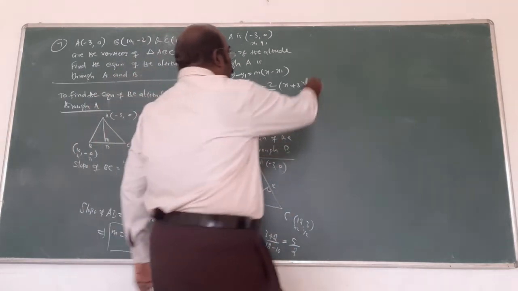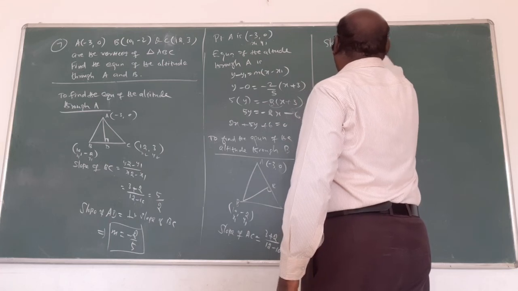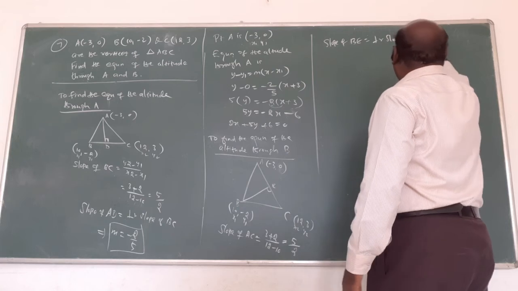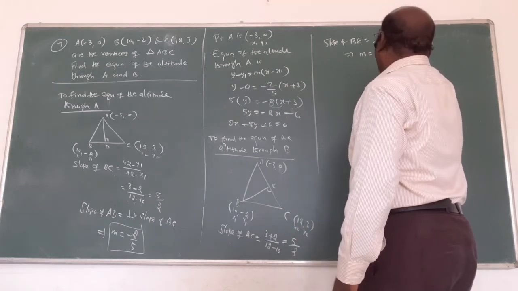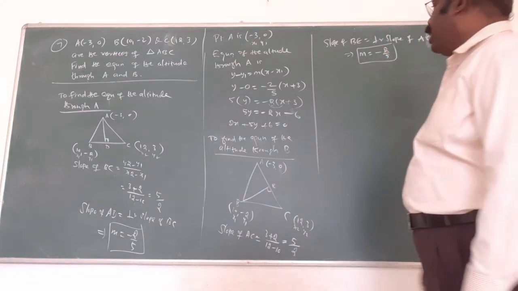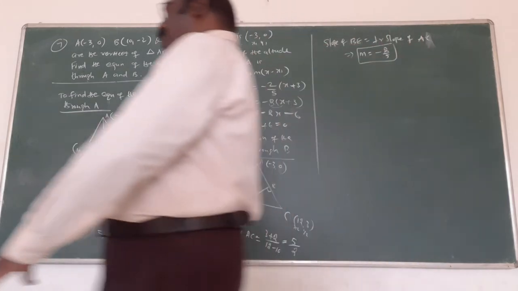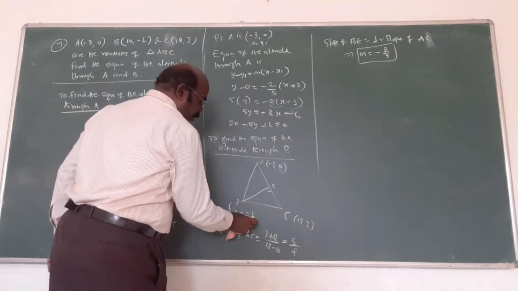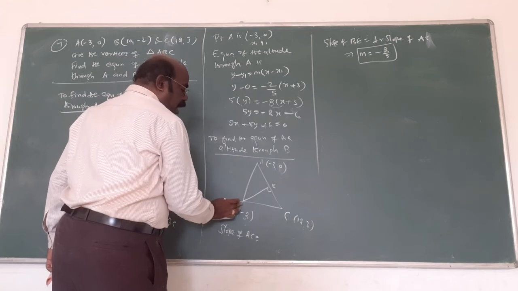Slope of the altitude through B equals the perpendicular slope of AC. Am I right? Let it be m. Change the sign: minus 2 by 5. Now, slope of AC means you will consider AC, not BC. Am I correct? The altitude through B is perpendicular to AC.